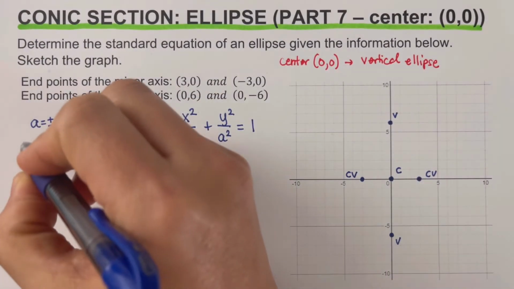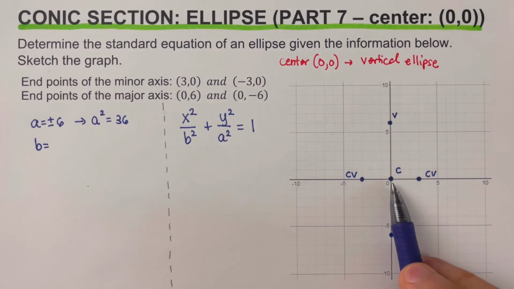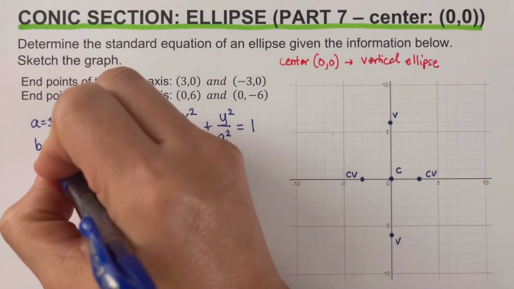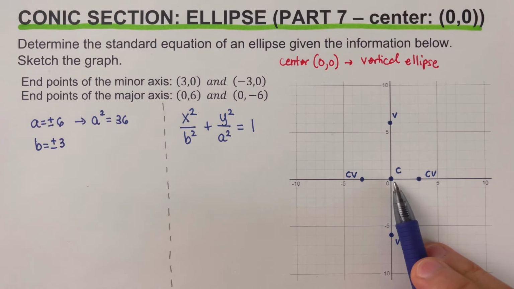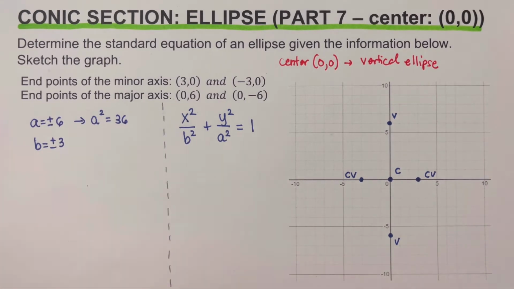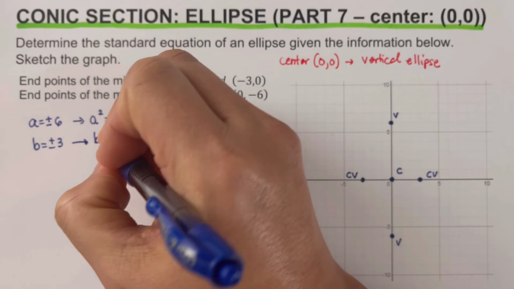And then we go ahead and determine the B. The B is the distance from the center to the co-vertex. So just by counting it, 1, 2, 3. So that would be plus minus 3. And then we can also use the distance formula. You can determine the distance from the center to the co-vertex. It will still give us 3. And so we can go ahead and say that our B squared is 9.